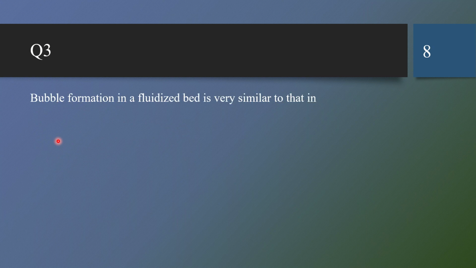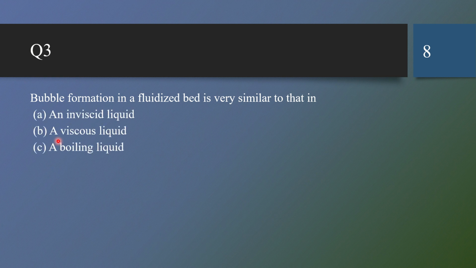We'll move to question 3. In question 3, it is given that bubble formation in a fluidized bed is very similar to that in: inviscid liquid, viscous liquid, boiling liquid, or all the above. We know what a boiling liquid is, and we also know what a viscous liquid is, but what is an inviscid liquid?